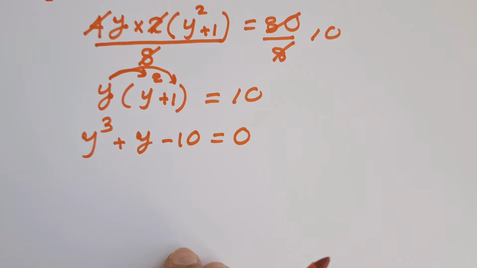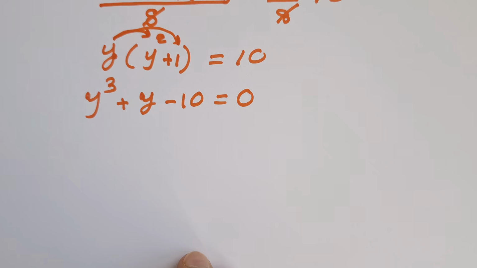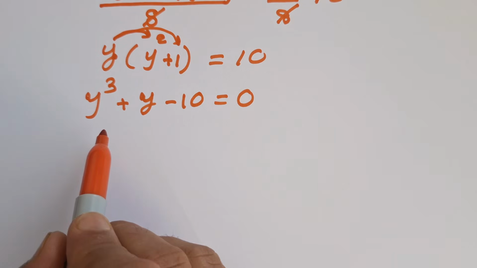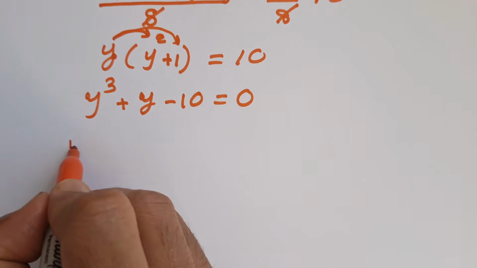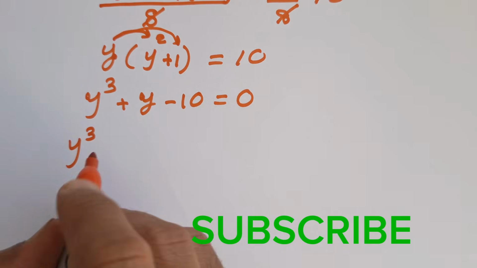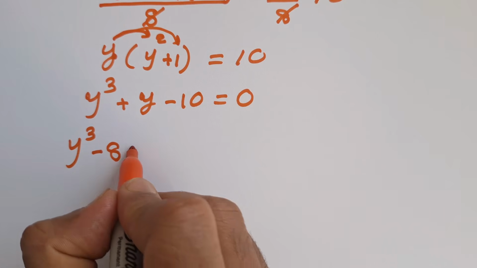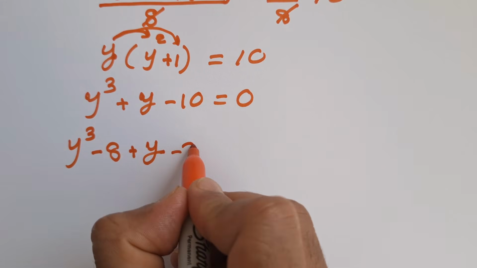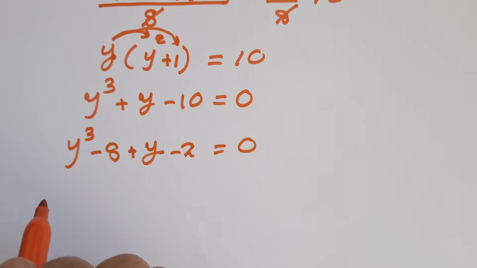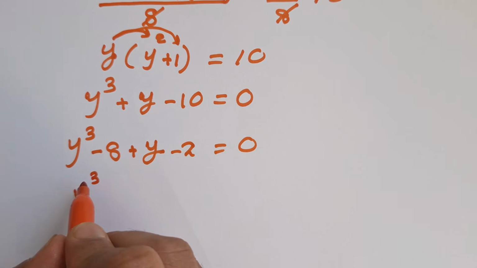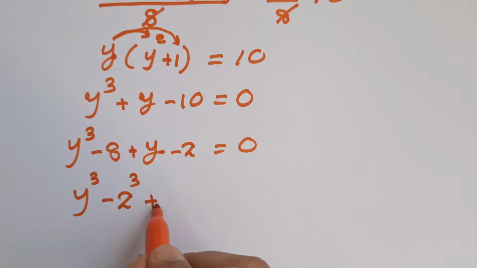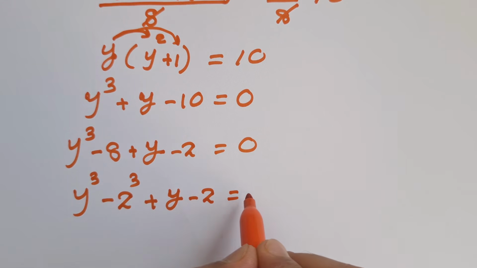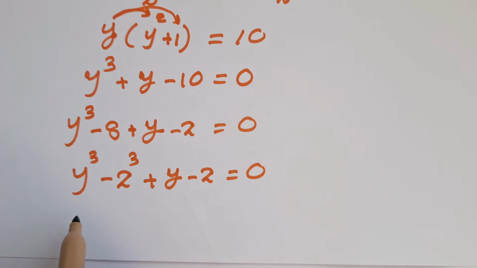There are several ways to solve cubic equations, but for this cubic equation, I'm going to use a factorization method to solve it. I can rewrite the equation as y to the power of 3 minus 8 plus y minus 2 is equal to 0, because minus 8 and minus 2 is equal to minus 10. Then y to the power of 3 minus 2 to the power of 3 plus y minus 2 is equal to 0, because we know that 8 is equal to 2 to the power of 3.